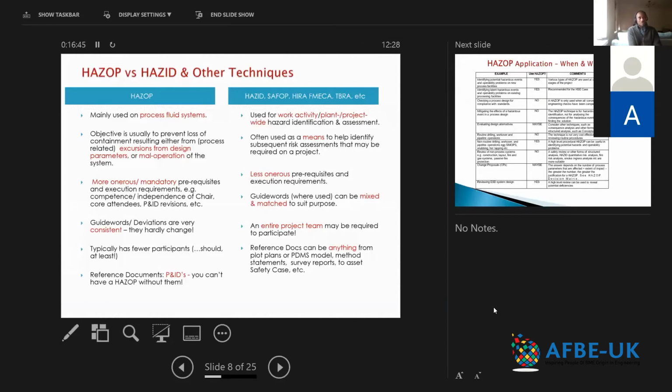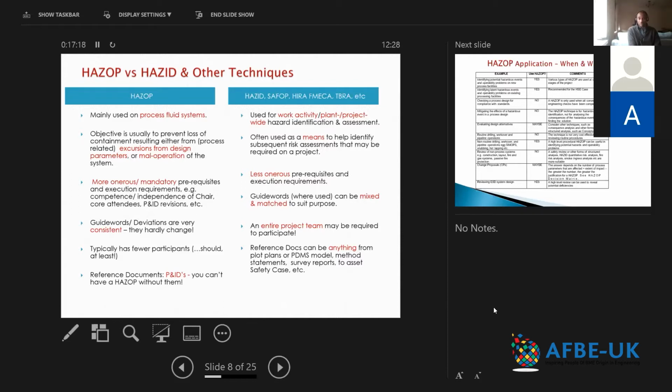Right. Here we look at what a HAZOP is versus other techniques, other risk assessment techniques. So obviously the features of the HAZOP are listed on the left, and the other techniques on the right there. HAZOP is mainly used on process fluid systems. So you wouldn't be doing a HAZOP on, say, an electrical system.